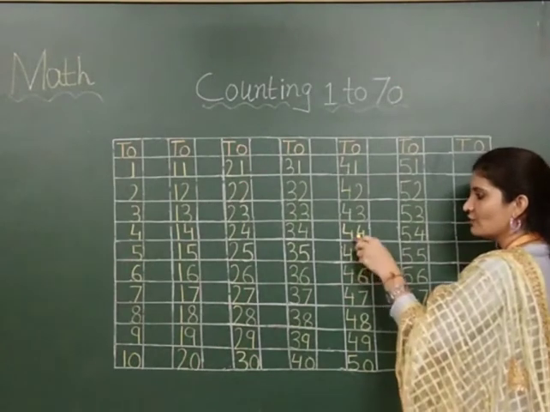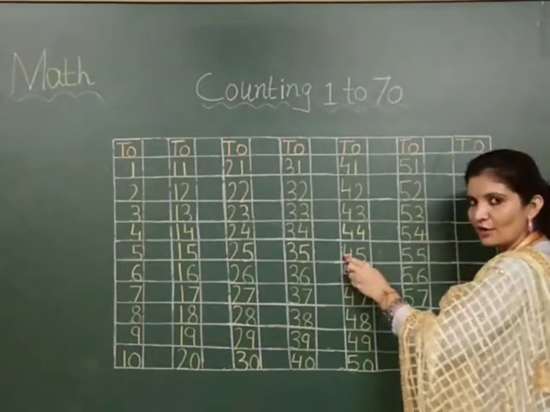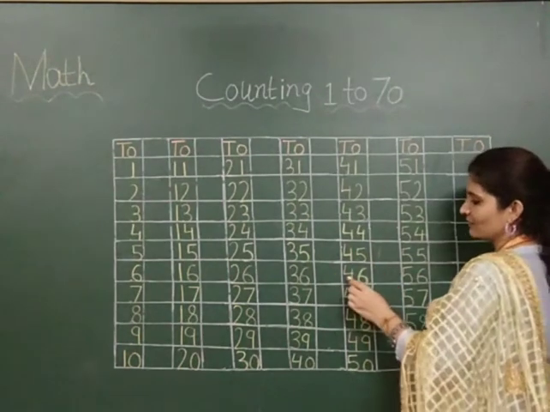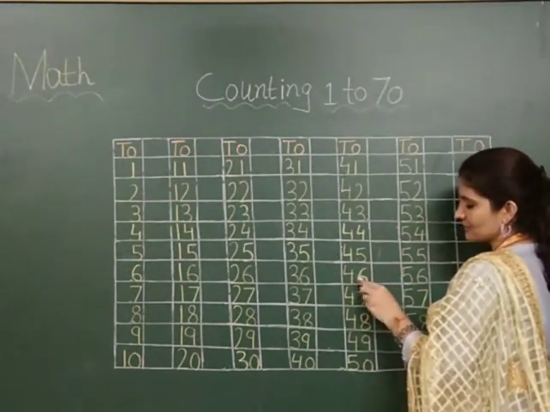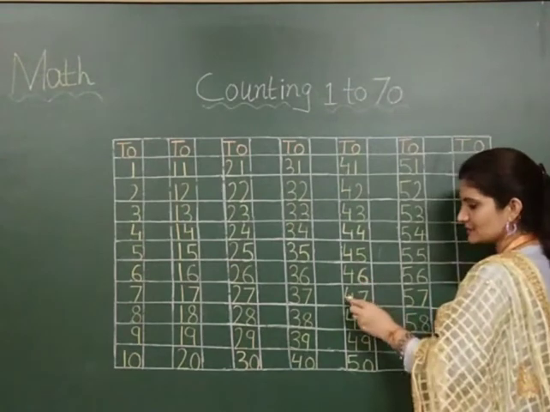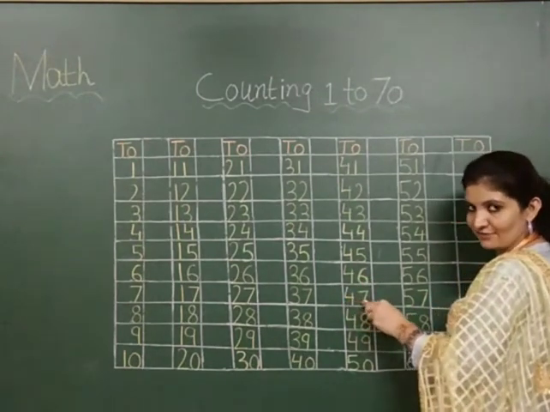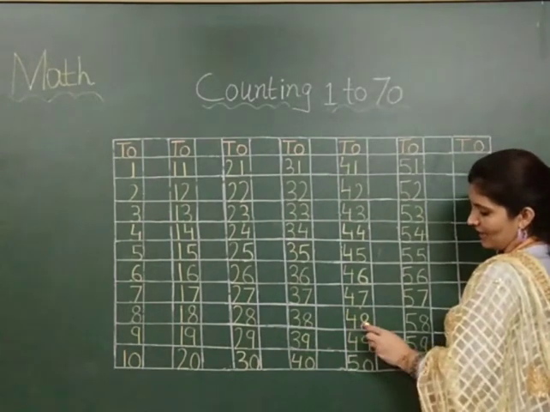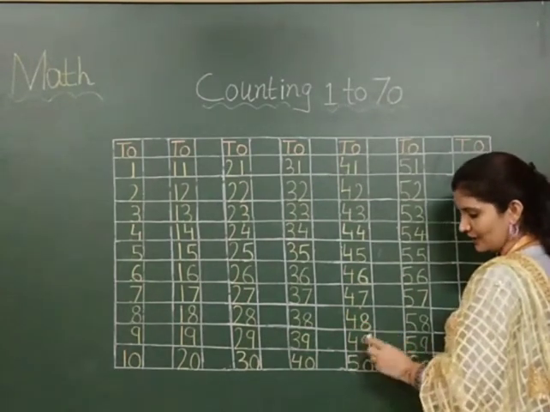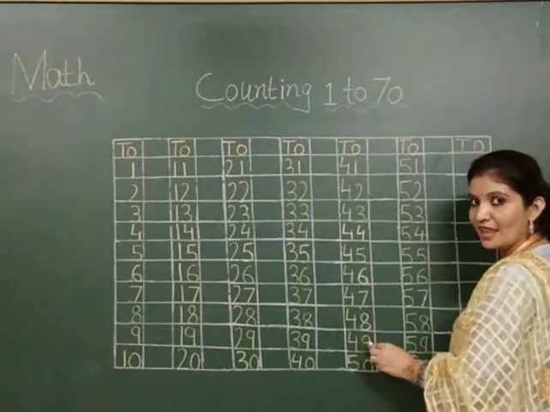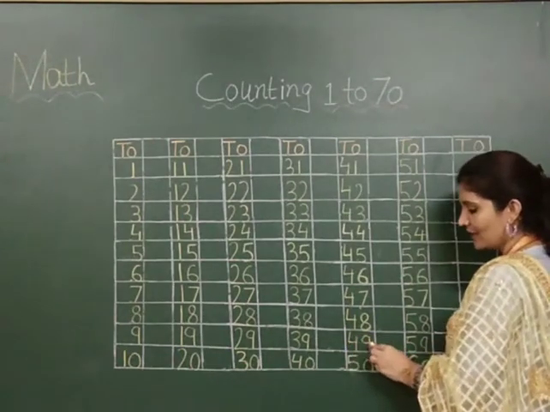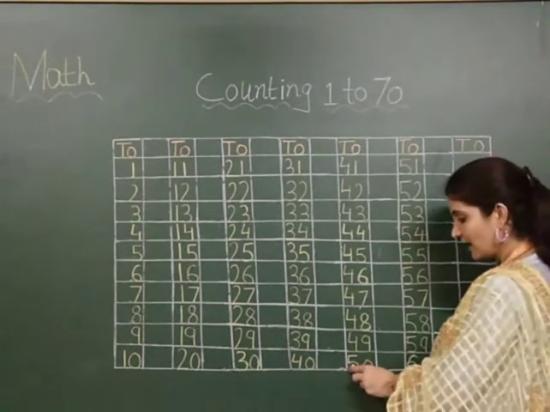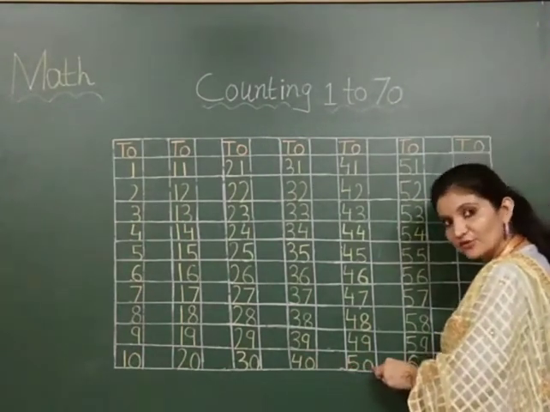4 and 4, 44. Then 4, 5, 45. Then 4, 6, 46. 4, 7, 47. Then 4, 8, 48. Now 4, 9, 49. After 49, it's 5, 0, 50.